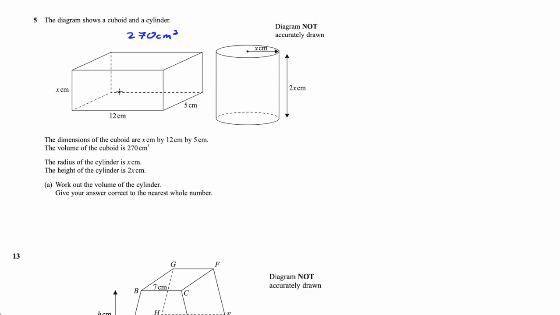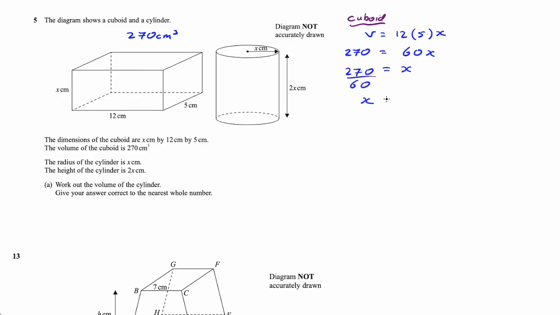We're just going to find x using this cuboid. So the volume of a cuboid is the area times length, but you can think of it as 12 times 5 times x. So the volume of the cuboid, let's just write cuboid. The volume is equal to 12 times 5 times x. The volume we know is 270. It says it here. So 270 equals 12 times 5 is 60x. So that means x is equal to 270 over 60.